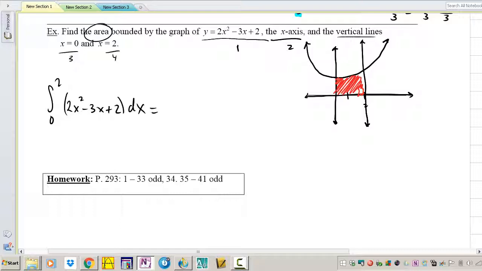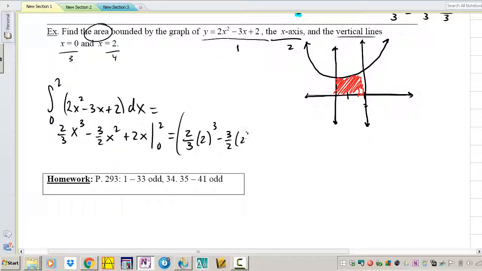All right, so let's go ahead and integrate. 2/3 x cubed minus 3/2 x squared plus 2x from 0 to 2. So it's 2/3 times 2 cubed minus 3/2 times 2 squared plus 2 times 2, minus 0. If you plug in 0 into all your x's, you get 0. So this really becomes an easy problem.